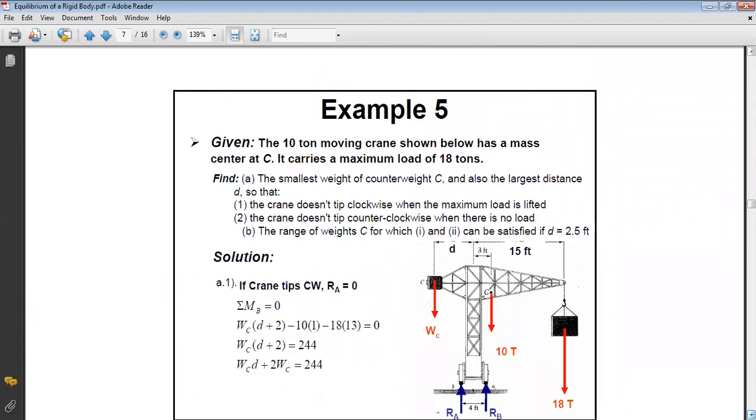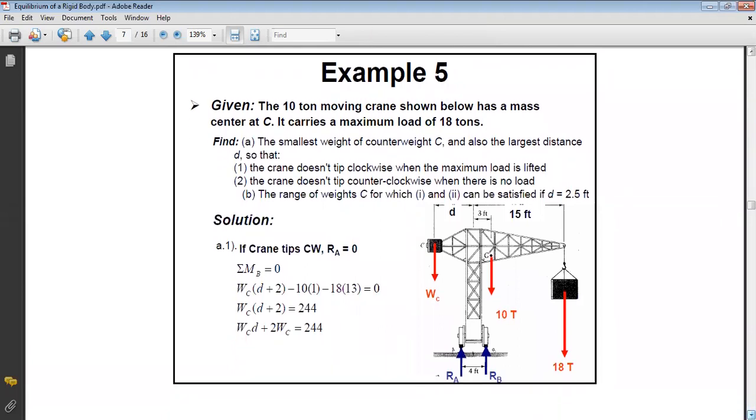Okay, another problem. The 10 tons moving crane shown below has a mass center at point C. It carries a maximum load of 18 tons. Find the smallest weight of counterweight C and also the largest distance D so that the crane doesn't tip clockwise when the maximum load is lifted, and the crane doesn't tip counterclockwise when there is no load.